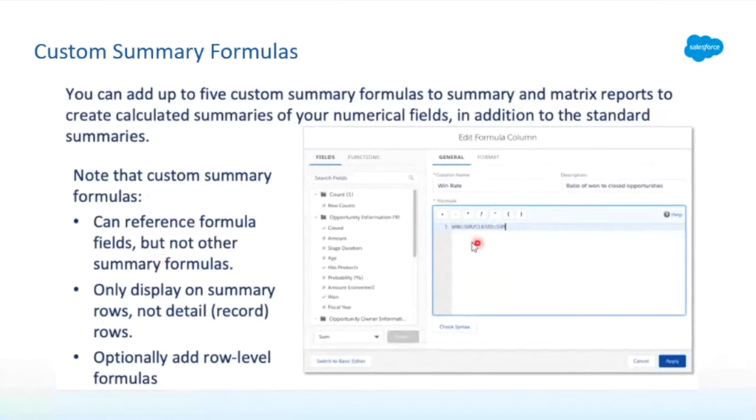So for example, you want to create a report which also shows the win rate of opportunities. So here on the screen, if you can see, maybe I'll try to zoom.